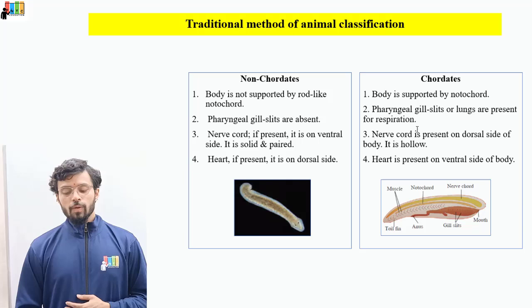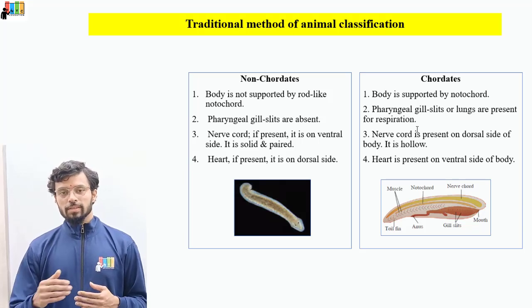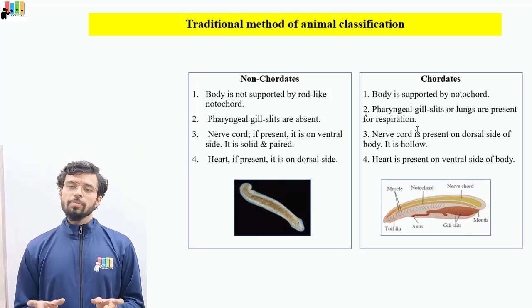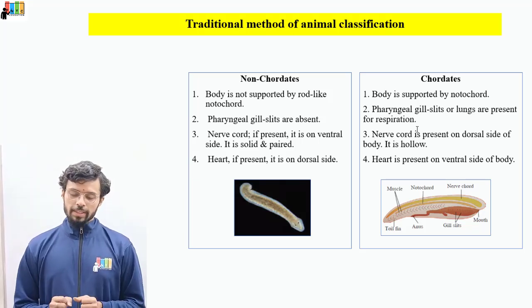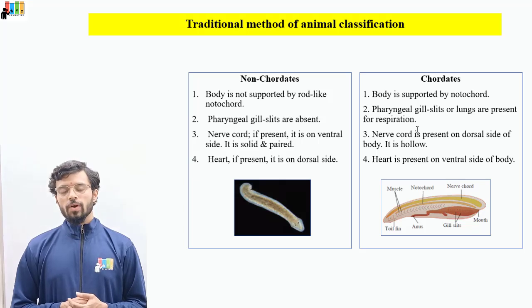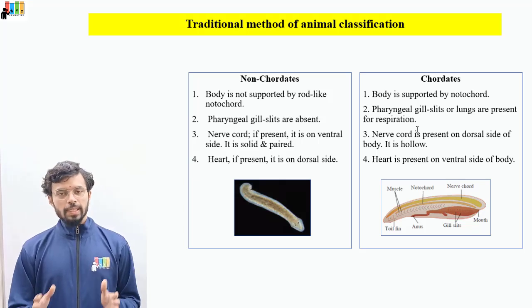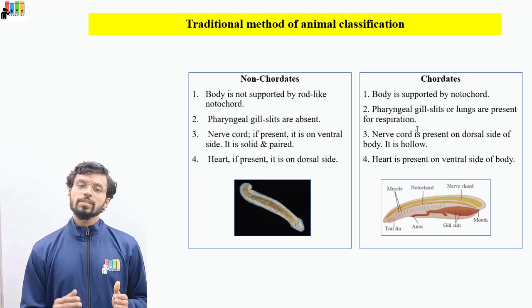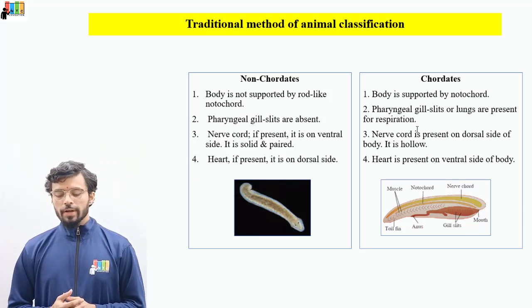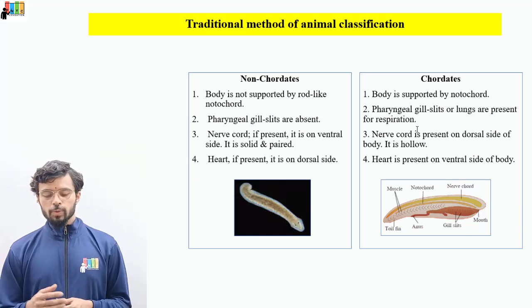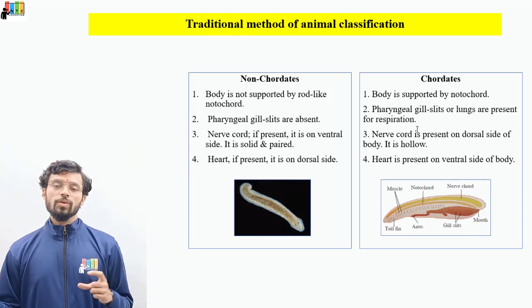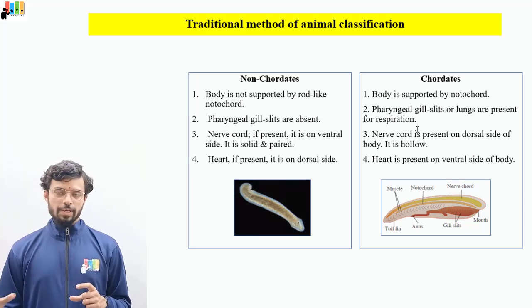Now let us see what were the traditional methods in historical times. So initially there were only two major groups, chordates and non-chordates. So what is meant by chordates and non-chordates? Though this method is still imbibed into the present natural method of classification, because it is important. So non-chordates are animals in which the notochord is absent. Hence the name non-chordates. Notochord is absent, right?